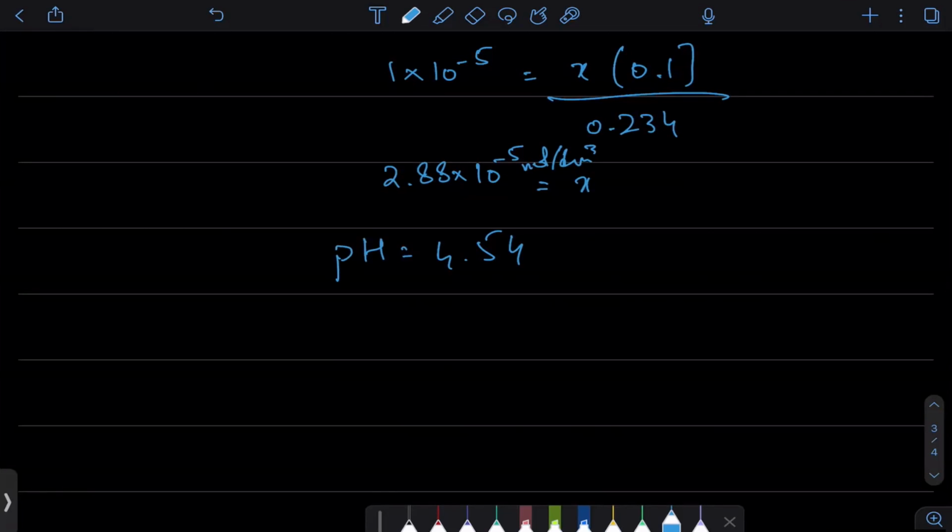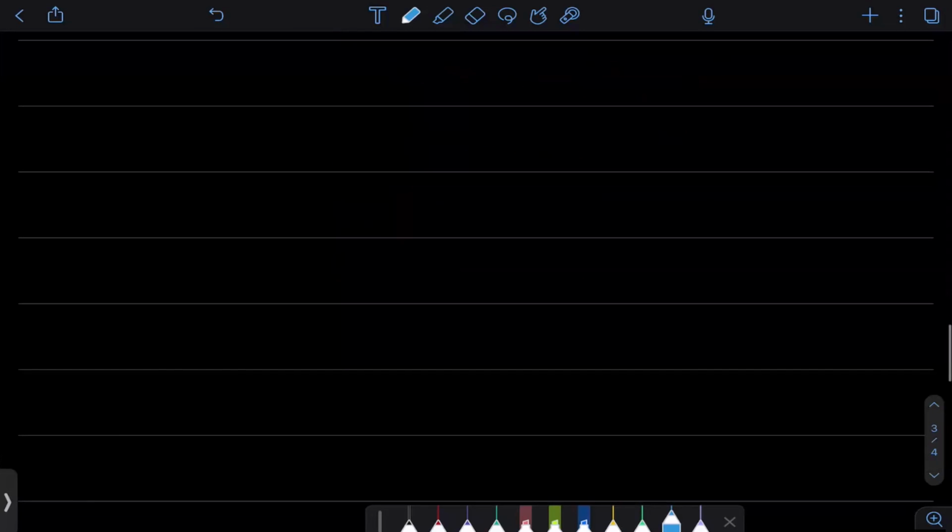pH is a measure of the extent of ionization. It's a measure of the strength of the acid and alkali or the concentration of H positive, right? It's not the measure of concentration of the acid. Okay. So there you go. That's the idea of common ion.